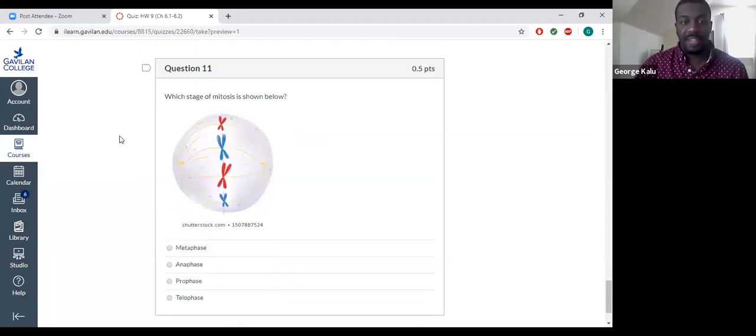Which stage of mitosis is shown below? Is this metaphase, anaphase, prophase, or telophase? This is metaphase. Beautiful. And we can tell because all of our cells are lined up in a single file line along the metaphase plate. Beautiful. Okay, any questions on anything we've covered from the homework or anything from the last lecture?